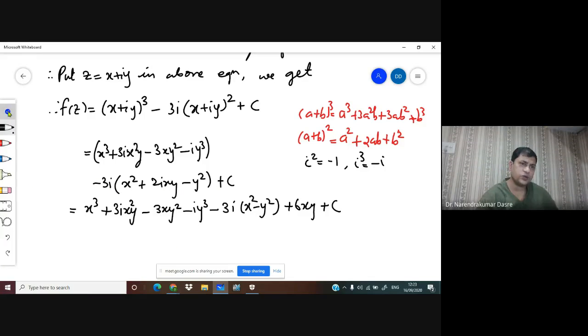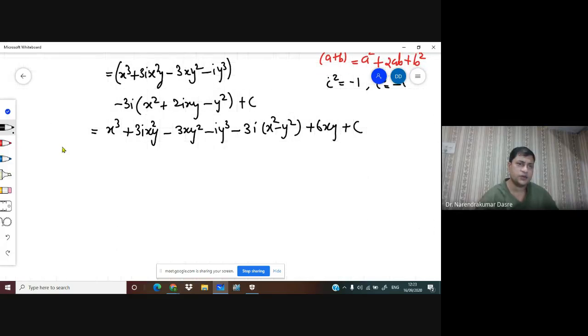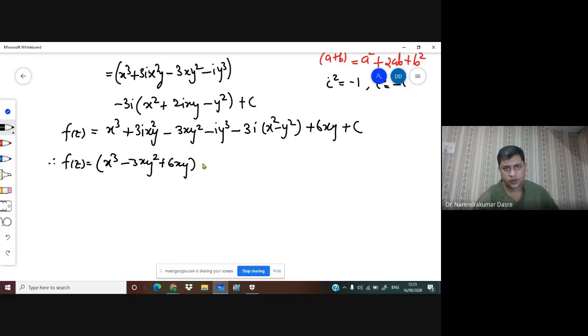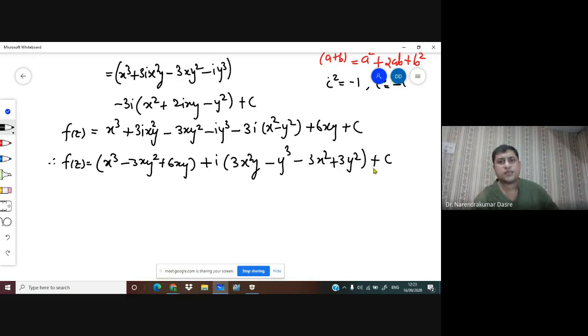Now we have to separate the real and imaginary parts. So f of z is equal to x cube minus 3xy square plus 6xy plus i times (3x square y minus y cube minus 3x square plus 3y square plus 6).